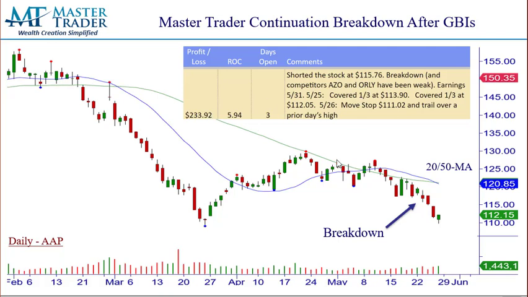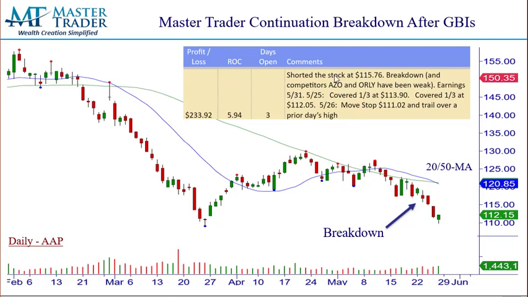This is the format of a closing trade that all subscribers have access to in the members area. We give the date, the stock symbol, the stock or option strategy, and the technical setup as always. So you can see here it's a breakdown, and we also put in parentheses here the concept of relative strength and weakness. We notice that the competitors, AutoZone and O'Reilly, competitors of Advance Auto Parts here, have been weak.